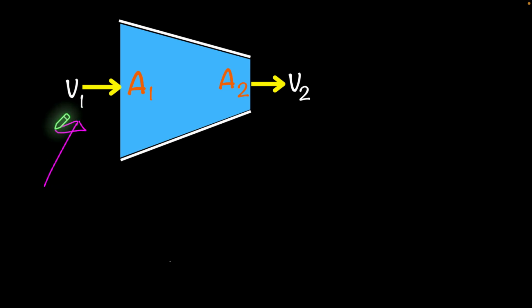We're coming from the left right there. We have V1, and that's representing the initial velocity. And if we go over to the right there, where we have V2, that's representing our final velocity. And we're going to also take into consideration the areas on both ends. So A1 right here for the initial area and A2 for the final area.